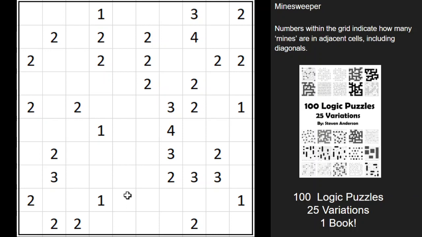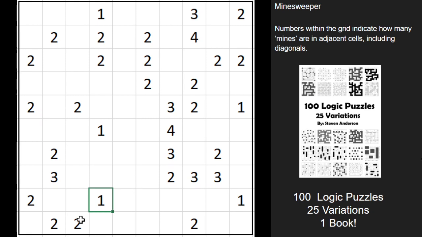So how the rules work, if you're not familiar with it: the numbers indicate how many adjacent cells have mines. So this 2, for instance, if we look at all the adjacent cells orthogonally and diagonally, there are going to be 2 mines in those cells. Mines cannot go on the numbers themselves. And that's it for the rules. So without further ado, let's go ahead and get solving.